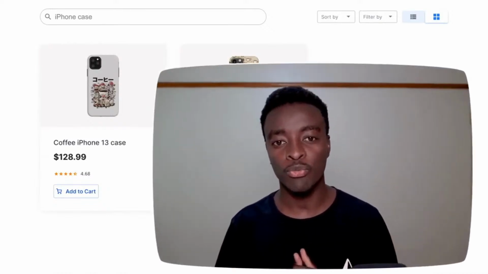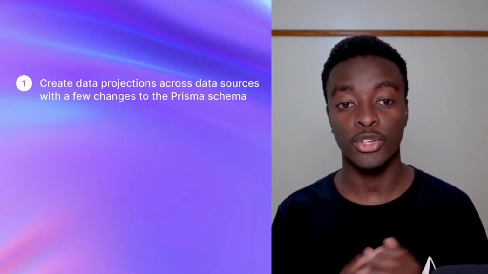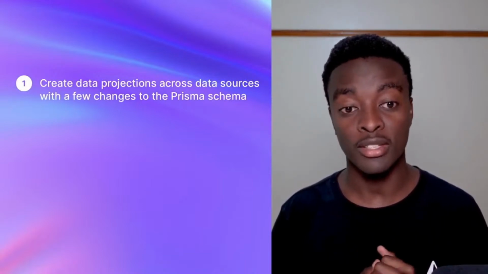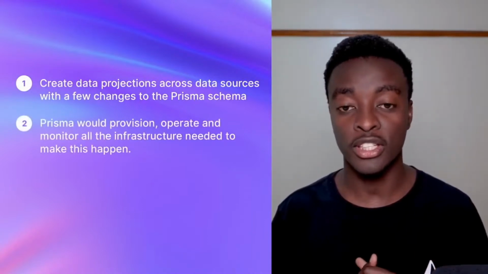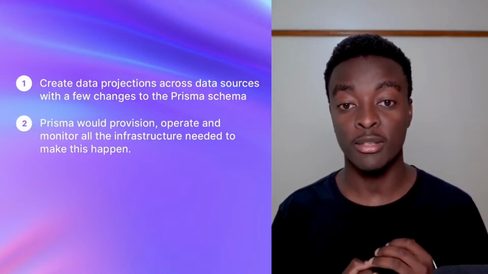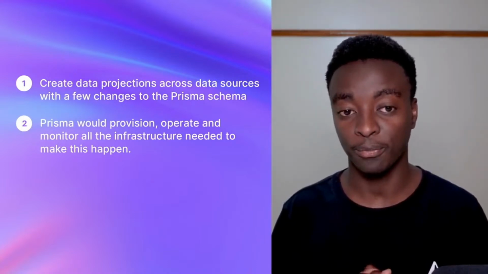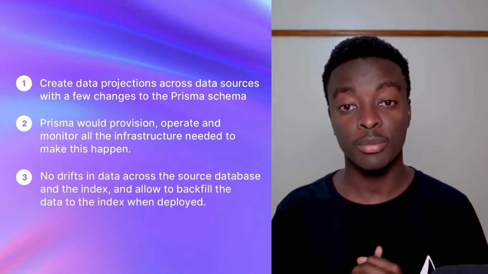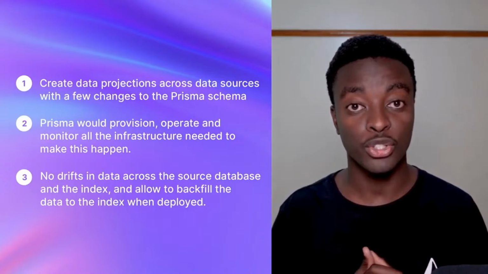So let's recap what we've been envisioning here. With a couple of changes on the Prisma schema, we would be able to create data projections across data sources almost instantly. This allows you to forget about the infrastructure components needed to make this happen. Prisma would provision, operate, and monitor the infrastructure needed to make this happen, namely the components required for the change data capture pattern, as well as the persistent queue, offering a fully integrated alternative to Debezium and Kafka. This would guarantee that the application and search databases are always in a consistent state and enable straightforward backfilling when the data projection is deployed.